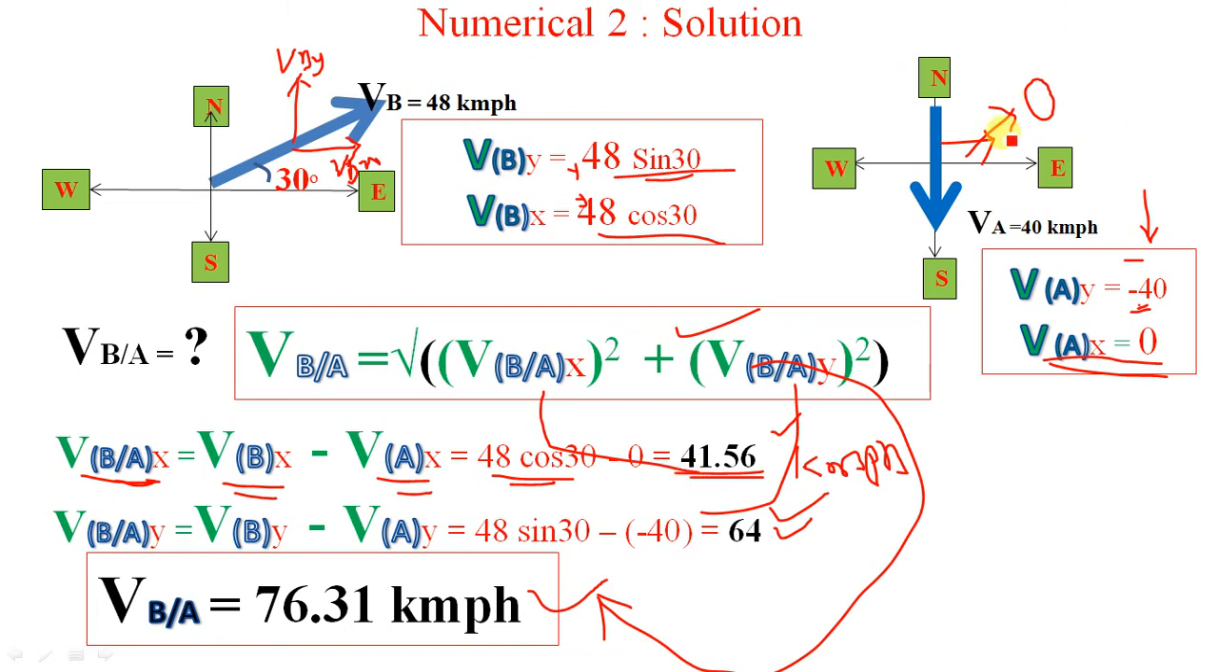First you have to resolve the given velocity along its x and y components, then find out the corresponding relative velocity in x direction, the corresponding relative velocity in y direction, and then find out its resultant. This is the general procedure to solve the problem.